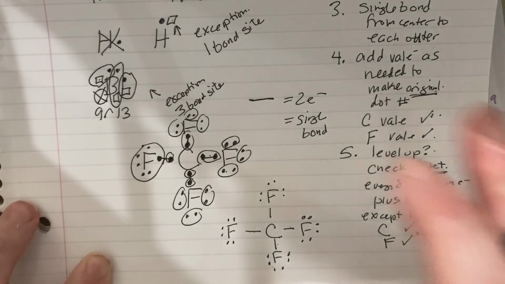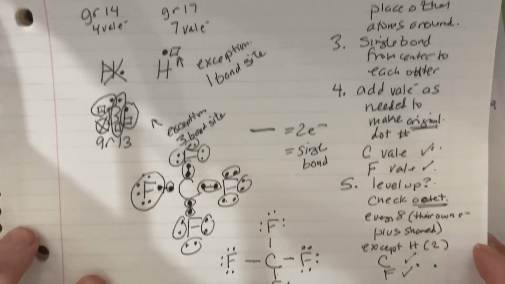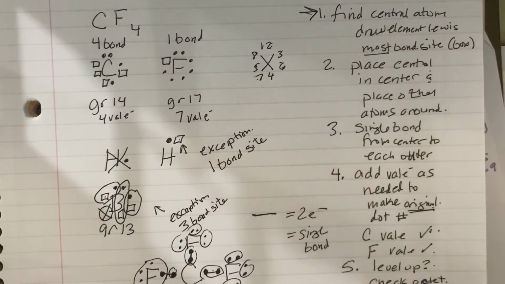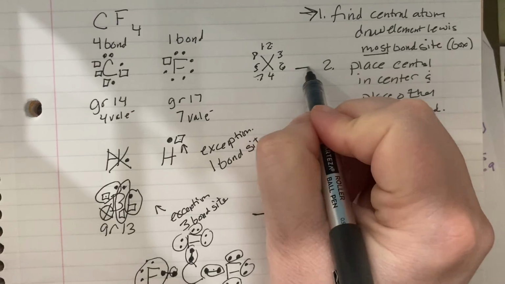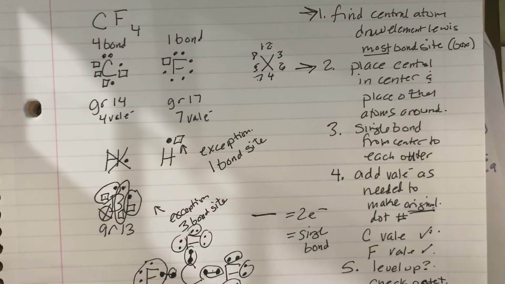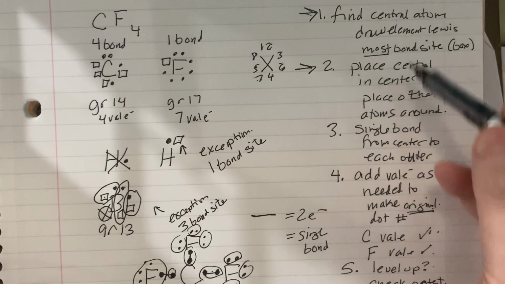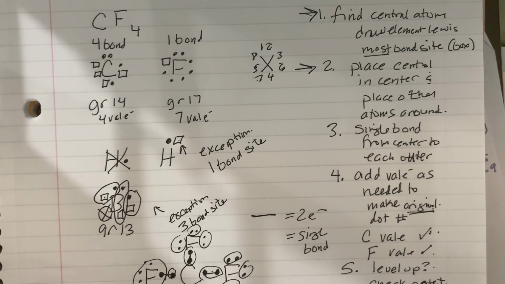Now, if you're struggling with this, watch some more videos, but the least you could do is find the central atom for every single one. Place the central atom in the center and place the others around it. So at least when you turn in your worksheet for today, do numbers 1 and 2. But watch some videos, see if you can get all 5 done. And we'll do multiple bonds tomorrow.